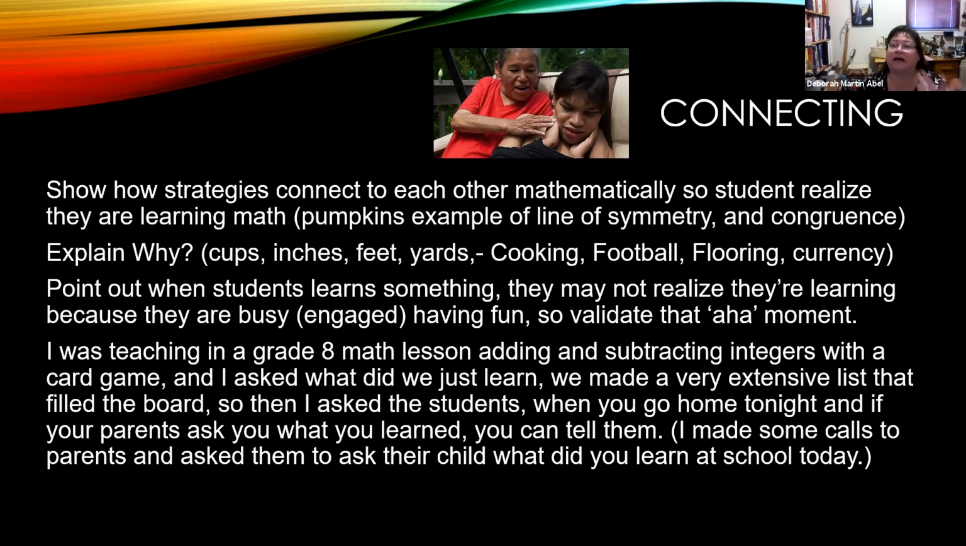And I said, now when you go home, if your parents ask, what did you learn at school today? Instead of going around saying, oh, nothing, they can say, well, I learned this and this and this. So they left, and then I got on the phone and texted parents. I said, ask your son or daughter what they learned today and see what they say. It was really nice that we got a lot of good feedback after that.